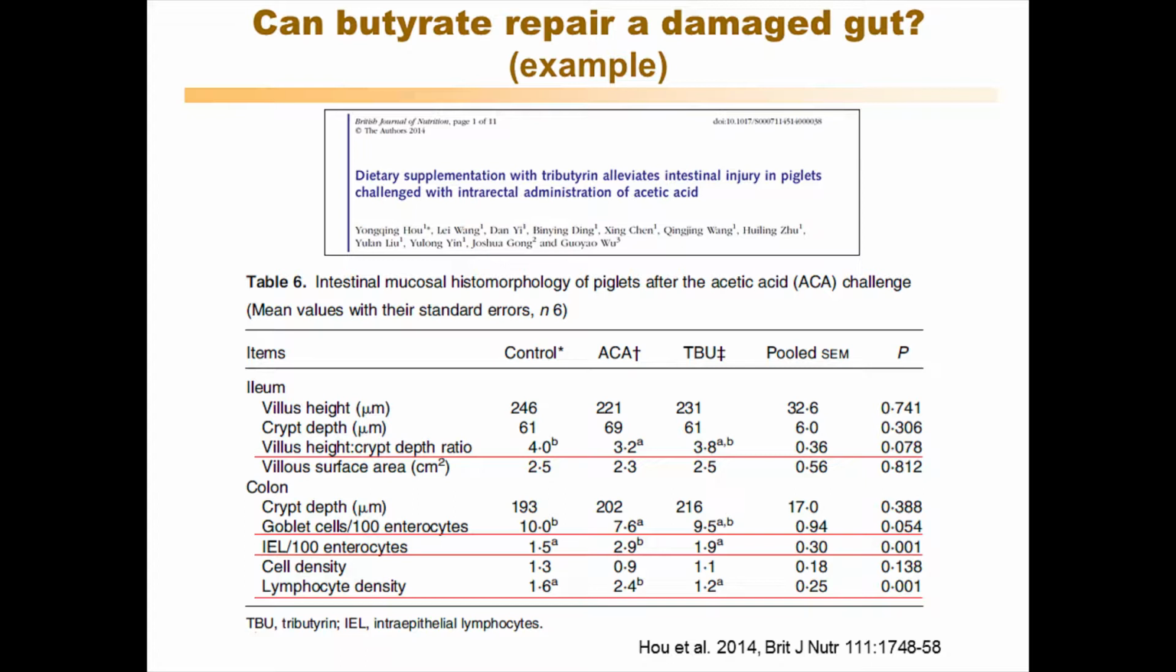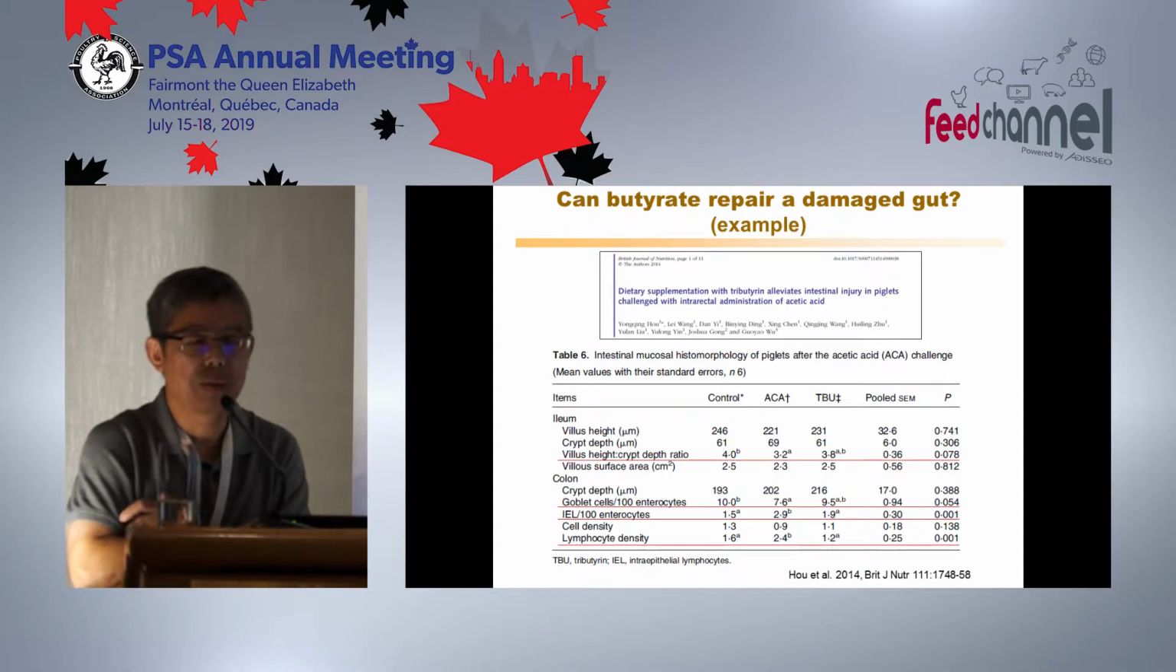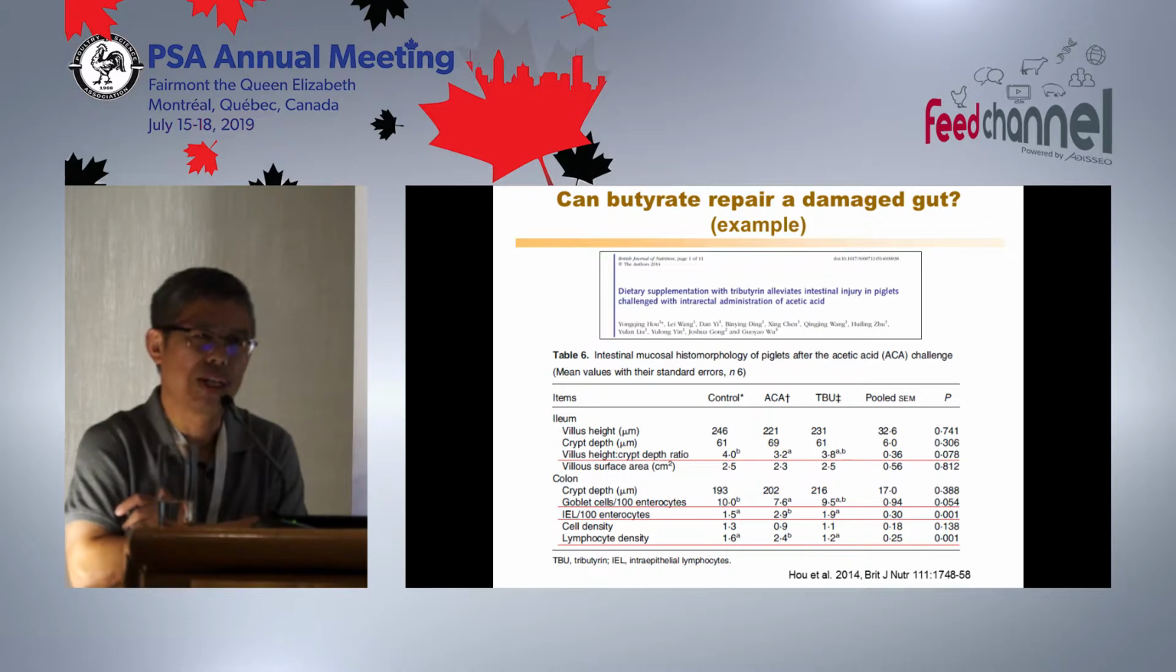The next two slides I'm going to show give an example of whether butyrate can repair gut damage. This work was done by Jack Ho in China. Their group is working on piglets. Basically, the idea is they artificially induced gut damage by infusing acetic acid, and meanwhile treated with butyrate to see if butyrate can repair the gut damage.